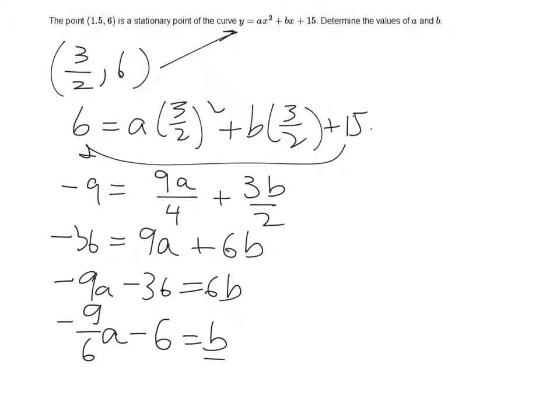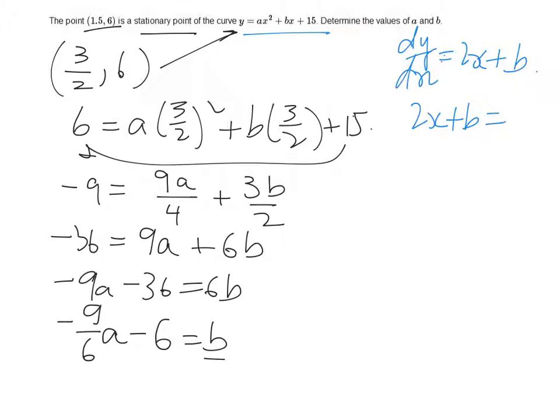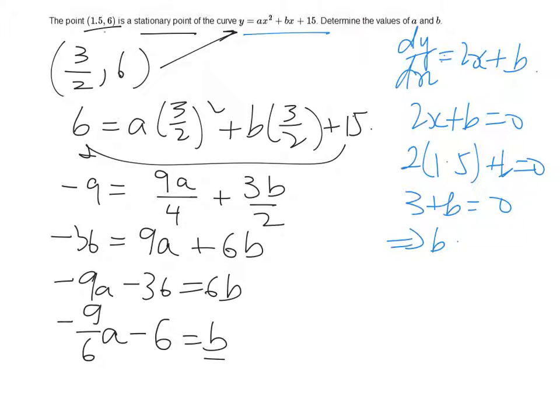The other thing we can do here, it tells us that it's a stationary point. Now we know at a stationary point that the derivative equals 0. So I'm going to differentiate this. So we end up with dy/dx equals 2x plus B. So we know that 2x plus B equals 0 when x equals 1.5. So that gives us 3 plus B equals 0. So that implies that B equals negative 3. So there we go, there's our value for B.